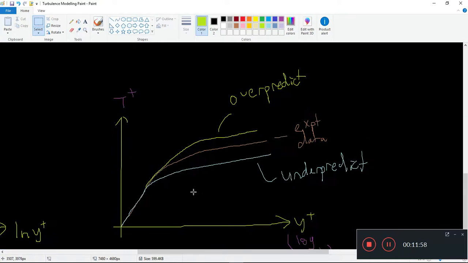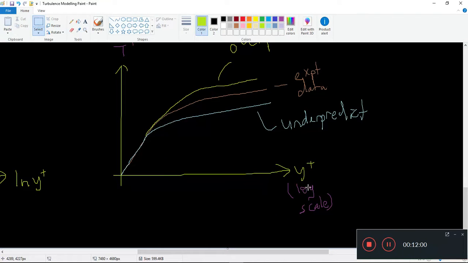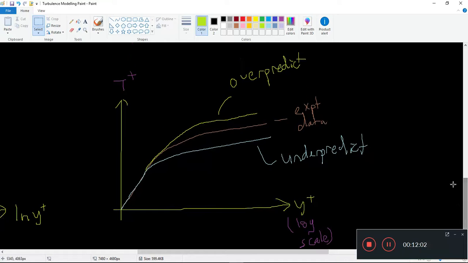If you have T plus against y plus on a log scale, and the brown curve represents your experimental data, then under prediction usually looks like this. The gradient of this line is the same, but the intercept is different for the log layer region. Likewise, when I say overpredict, the T plus is actually more, but it's parallel to the experimental data. So that's very important to take note of.